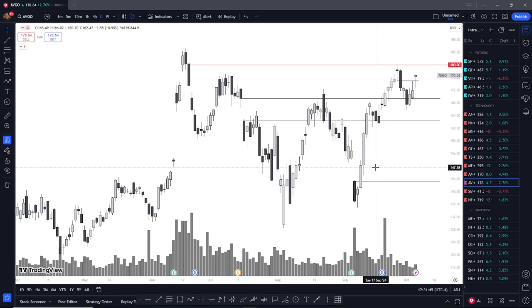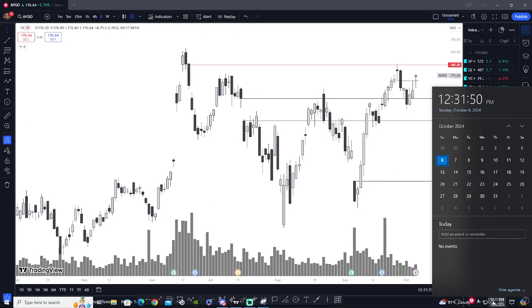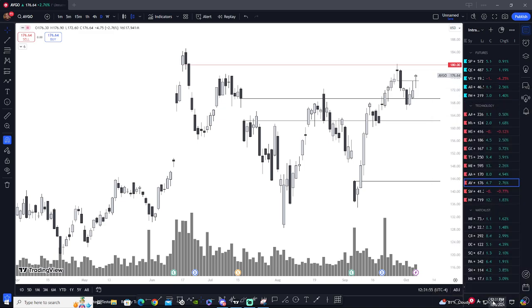What's going on, guys? We're going to be going over a scan for the week of October 7th into October 11th. So let's get into that. It's going to be a really fun week. There's a lot of opportunity on the table.